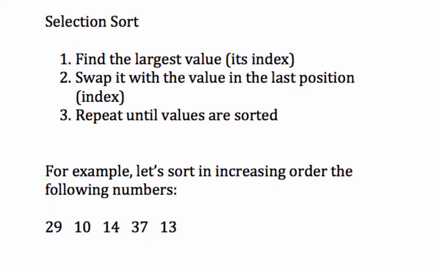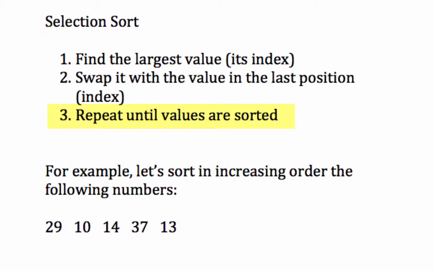There are two basic steps in the selection sort. The first one is to find the largest value, actually to find the index of the largest value, and the second step is to swap that value, once we know its index, with the value in the last position or rightmost position. And then we need to repeat these two steps until all the values are sorted.